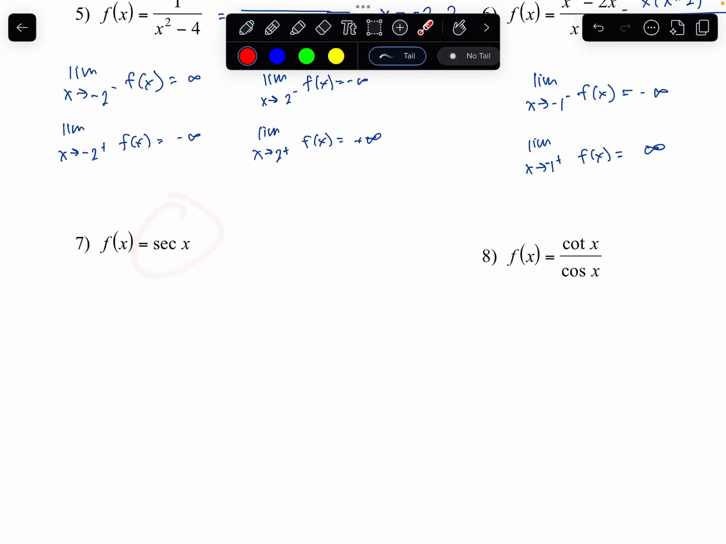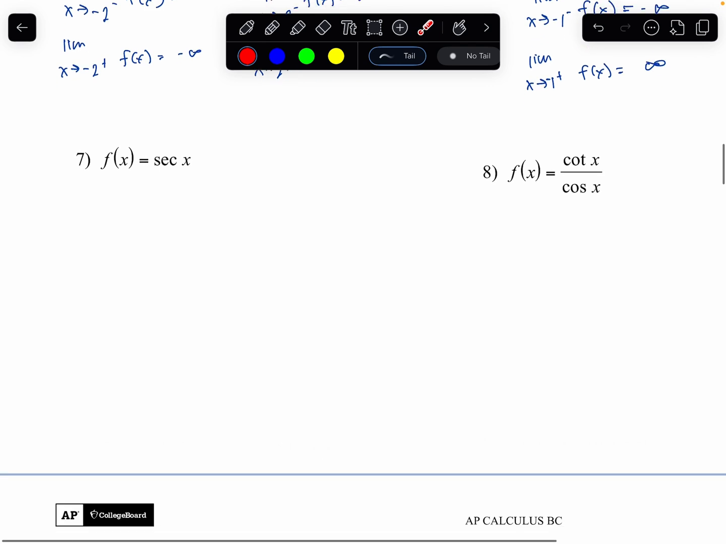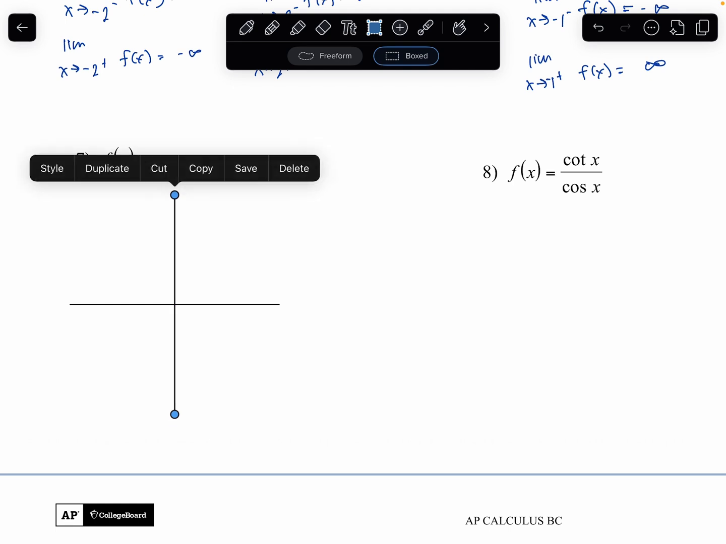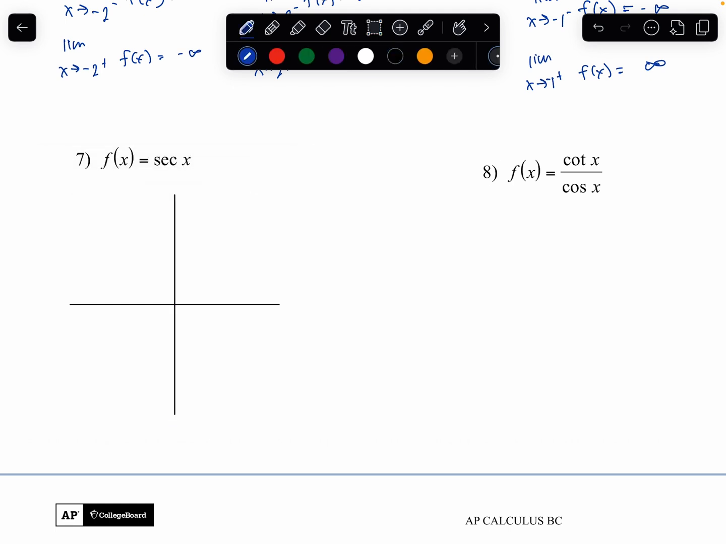secant of x. So good thing, if you have that trigonometry and calc resource I gave you guys, it might be helpful to look it up right here. But let's think about secant of x. From memory, I should know how to graph secant of x. Secant is equivalent to 1 over cosine of x.